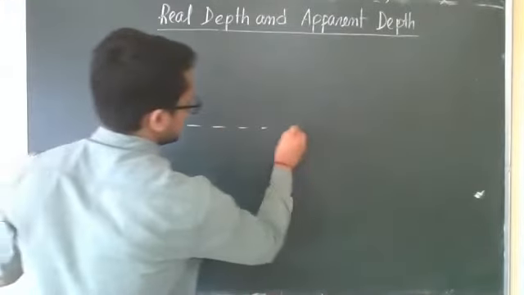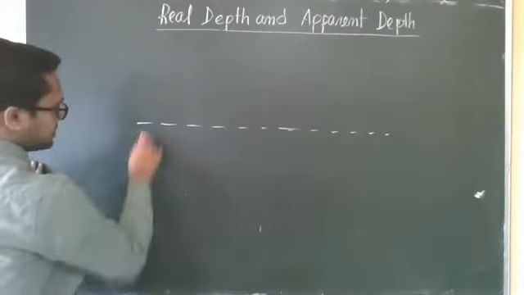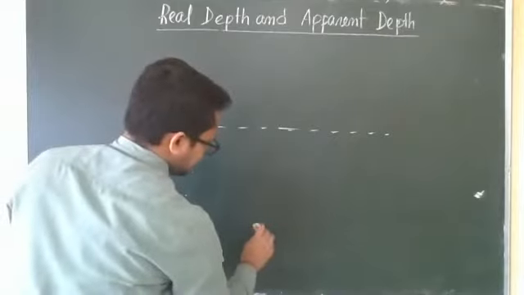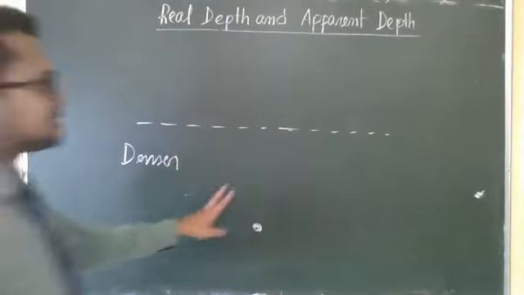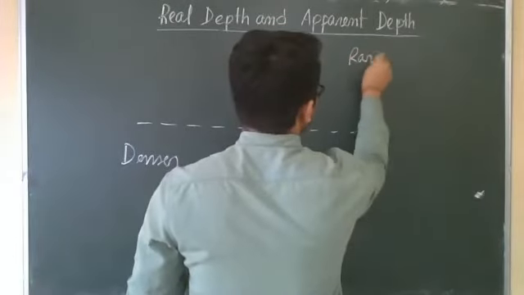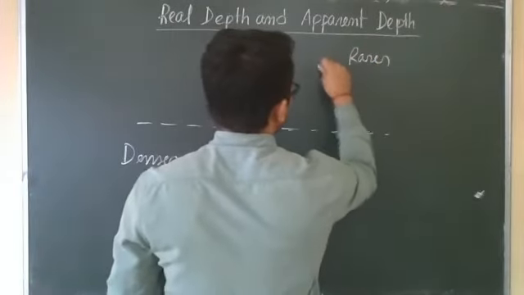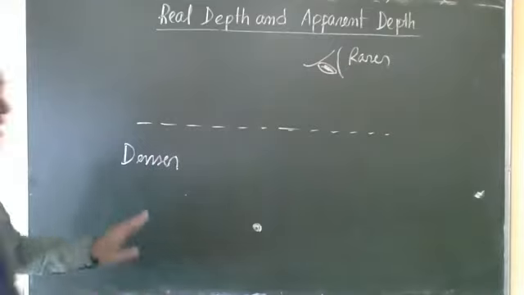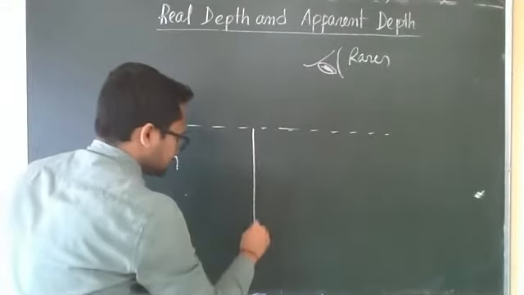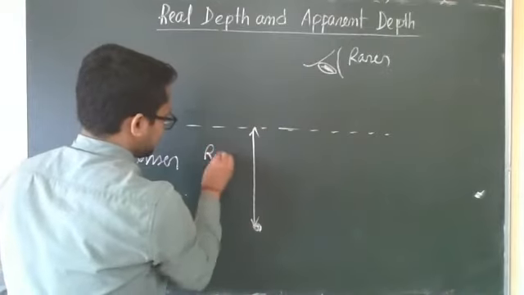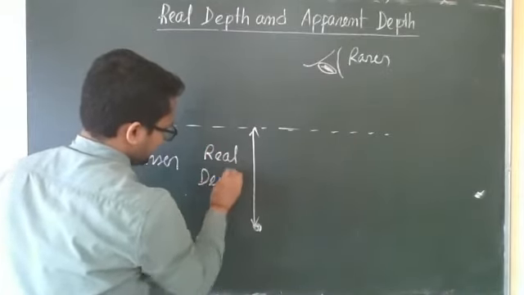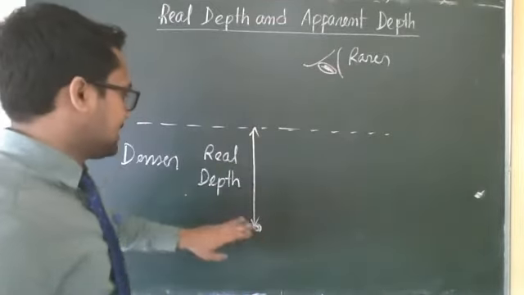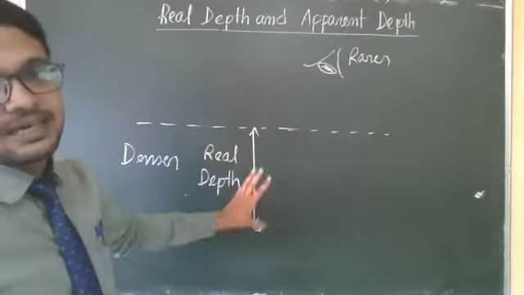Suppose any object is kept in a denser medium. Suppose this is a denser medium, and any object is kept in it. And we are seeing that object from the rarer medium. Then what will happen? This is the real depth, from this surface to this. Real depth. So when the object is seen from the rarer medium, then this depth will decrease.